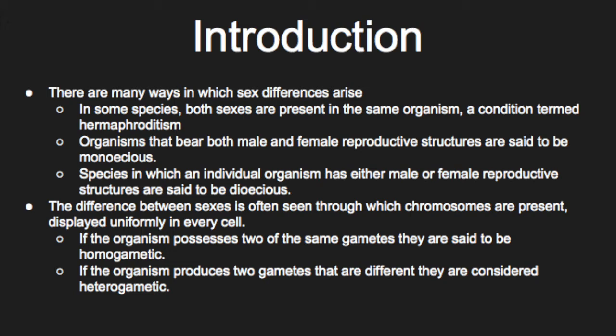For example, if the organism possesses two of the same gametes, they are said to be homogametic. If the organism produces two gametes that are different, they are considered heterogametic. Now we are going to discuss the different sex determination systems seen in organisms. The XX-XY, XX-XO, and ZZ-ZW are all chromosomal sex determination systems.